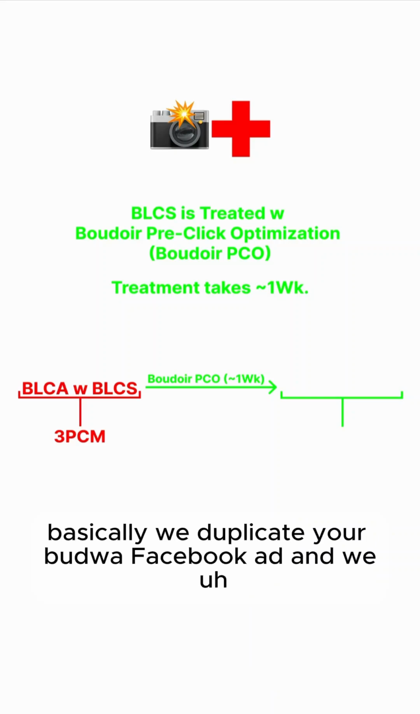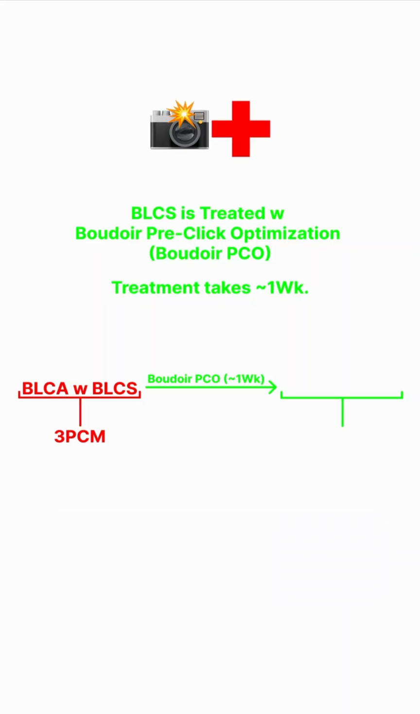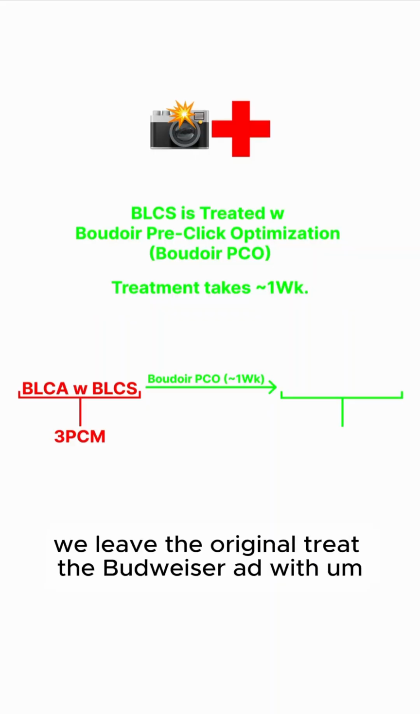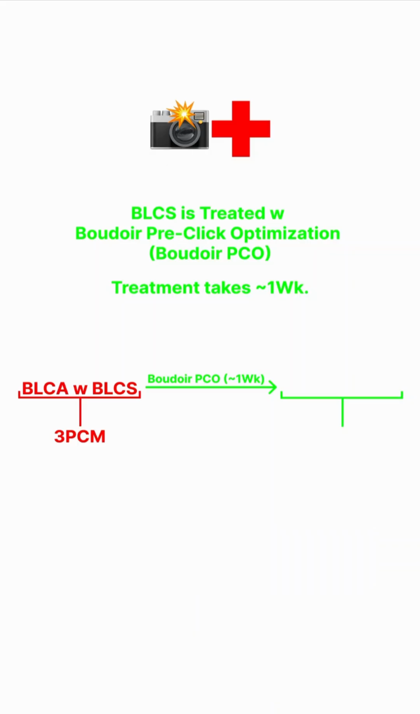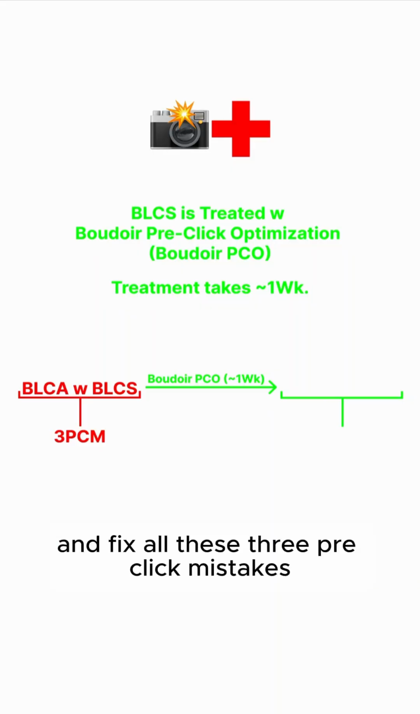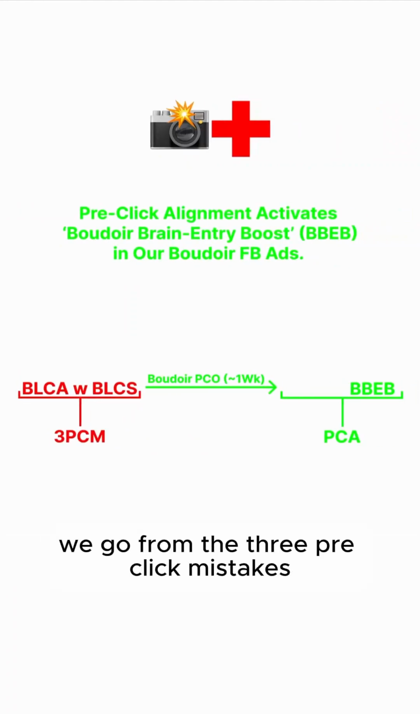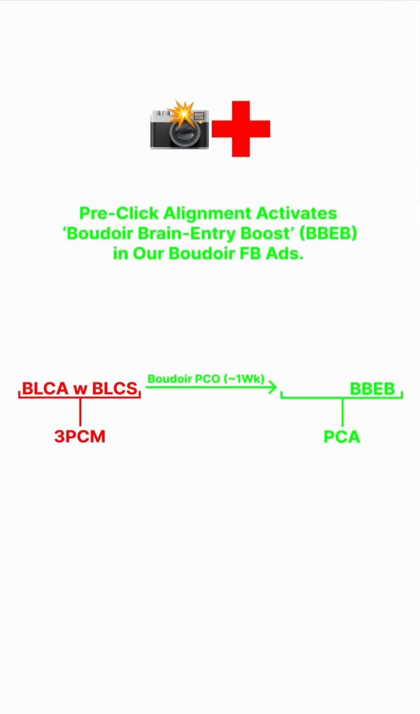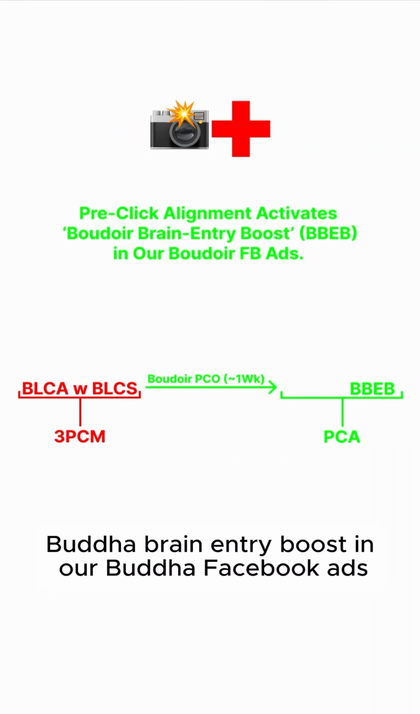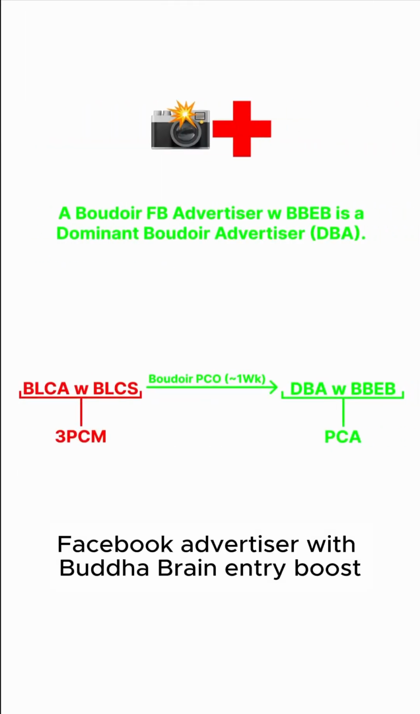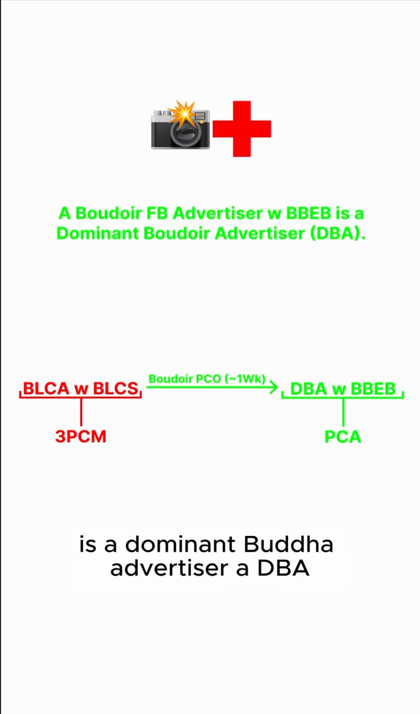Basically, we duplicate your Boudoir Facebook ad, and we treat the duplicated ad with Boudoir Pico. We leave the original. We treat the Boudoir Pico ad and fix all these 3 pre-click mistakes. So once treated with Boudoir Pico, we now have pre-click alignment, PCA. So we go from the 3 pre-click mistakes to pre-click alignment. And pre-click alignment activates Boudoir brain entry boost in our Boudoir Facebook ads, aka we finally got a unique CTR above 6%. And a Boudoir Facebook advertiser with Boudoir brain entry boost is a dominant Boudoir advertiser, a DBA.